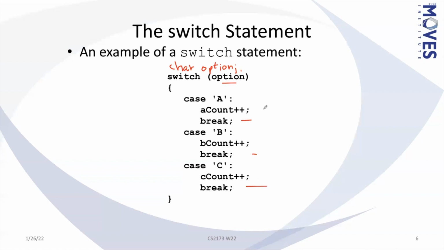And so it should be clear that if you leave the break out, for example, for the case A, then what will happen is you will increment the count for A, but then control will immediately go to the count for B. So if option is the character A, then it will count both A and B if we leave the break out. And that's why we don't want to do that.